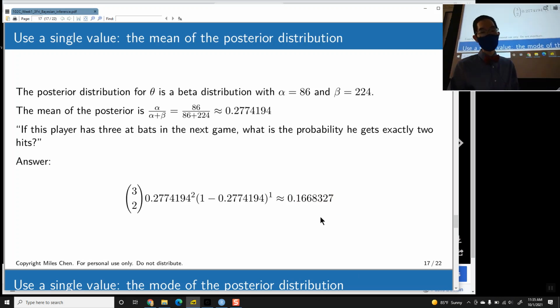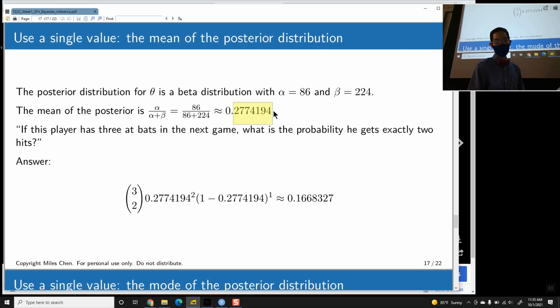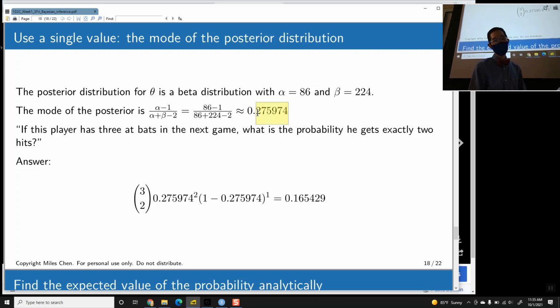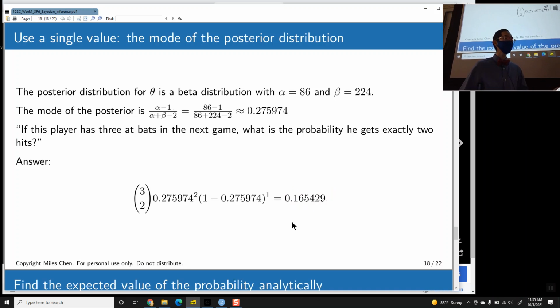Someone says, don't use the mean, use the mode. The mode is a little bit different. Rather than 0.2774, which is the mean, we have 0.275974, so about 0.276. You plug in that number, 3 choose 2, 0.276 to the second, 1 minus 0.276 to the first, and you get a slightly different number, 0.1654. Here we got 0.1668, and here we got 0.1654. We're not making dramatic differences, but this is the easy approach: you have a number, you plug it in, you get your answer.